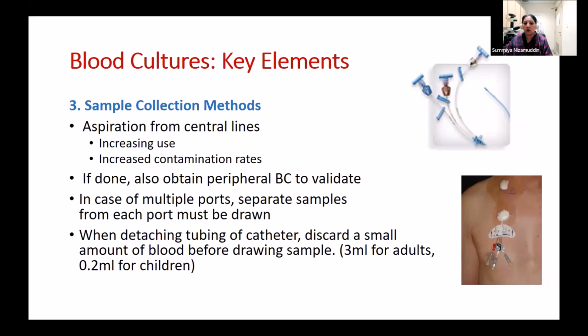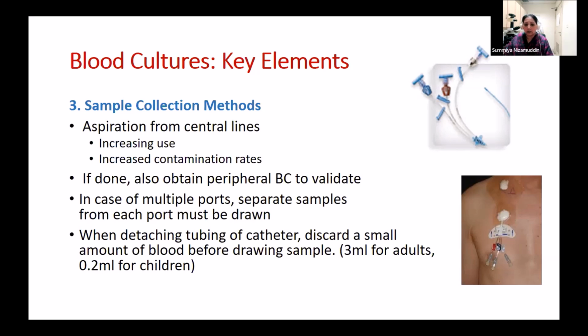One blood culture will be drawn peripherally and the second blood culture will be drawn from the central line. If your central line has multiple ports, like the multiple ports shown in the picture here, then a separate blood culture will be drawn from each port. Okay? So I hope I've been clear in emphasizing that if you're suspecting a catheter-related bloodstream infection, always draw a peripheral culture and a culture from the line. And if your line has multiple ports, then you have to draw cultures from all these ports.